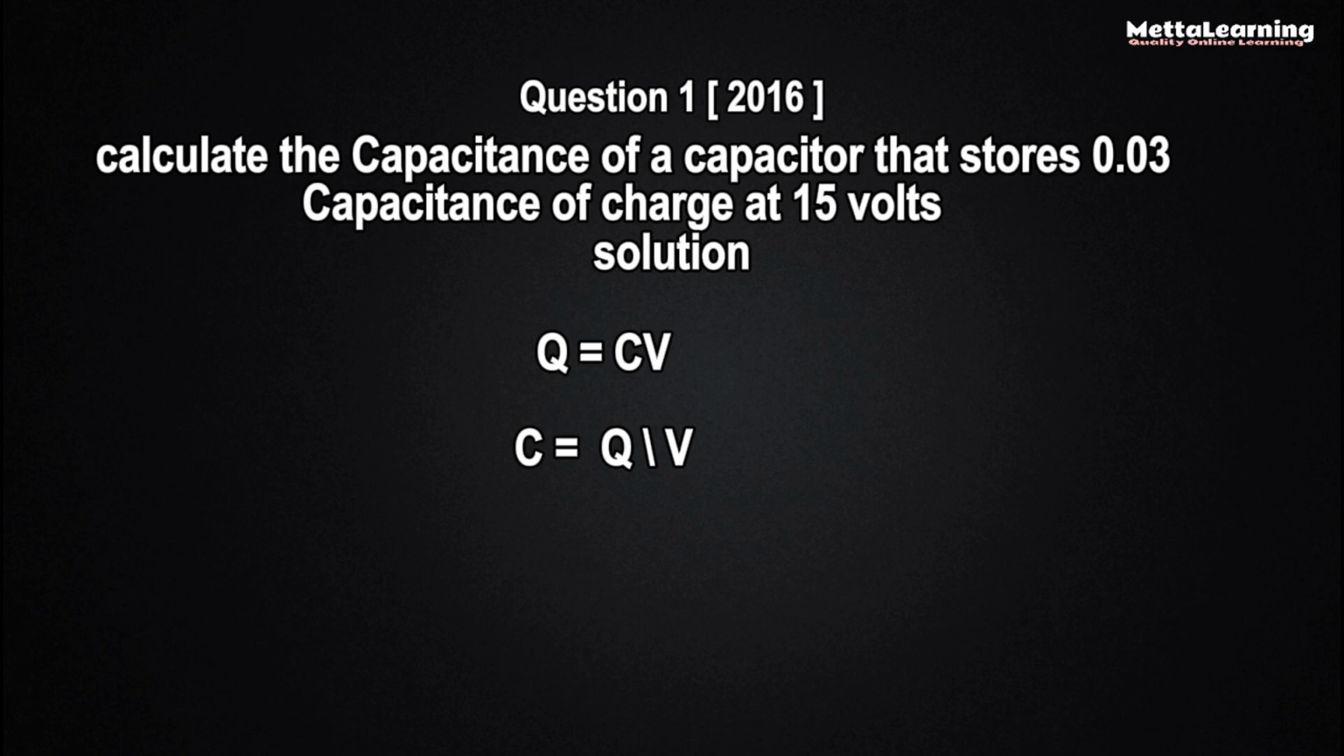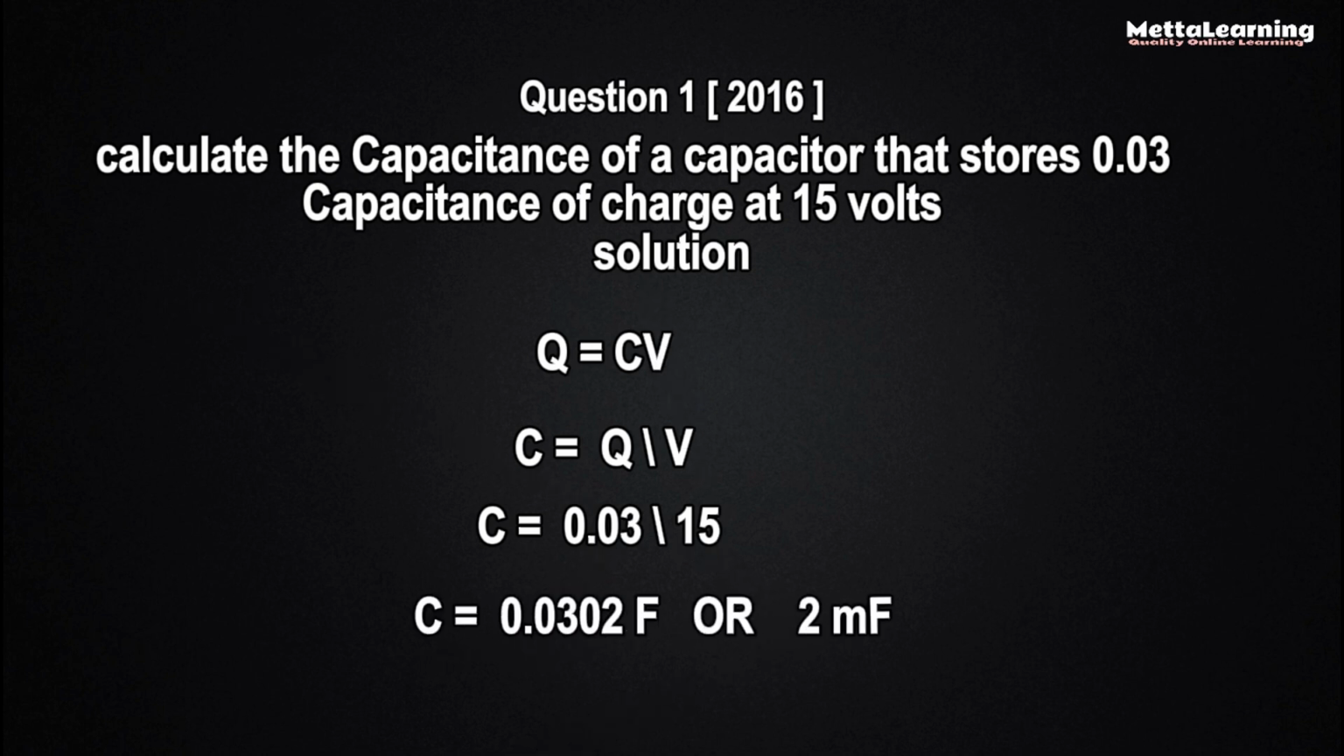So we have C equals Q over V. So then we have C equals 0.03 all divided by 15. So when we do that, we have 0.002 farads, which can also be written as 2 millifarads as our final answer. The next question we have here is from the WAEC past question 2017.